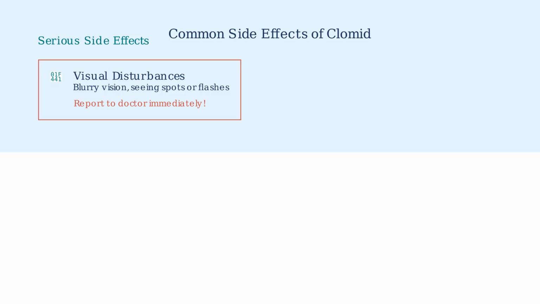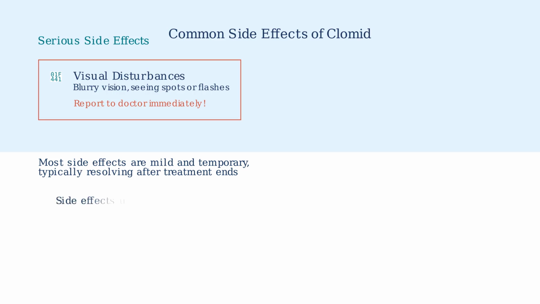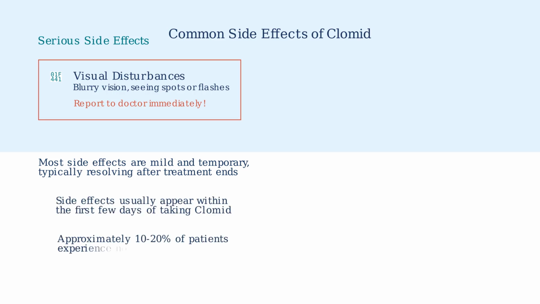While most side effects are mild, visual disturbances are a rare but serious side effect that require immediate medical attention. These may include blurry vision, seeing spots, or flashes of light. It's important to know that most side effects are mild and temporary, typically resolving once treatment ends. Side effects usually appear within the first few days of taking Clomid, and only about 10 to 20% of patients experience noticeable side effects.